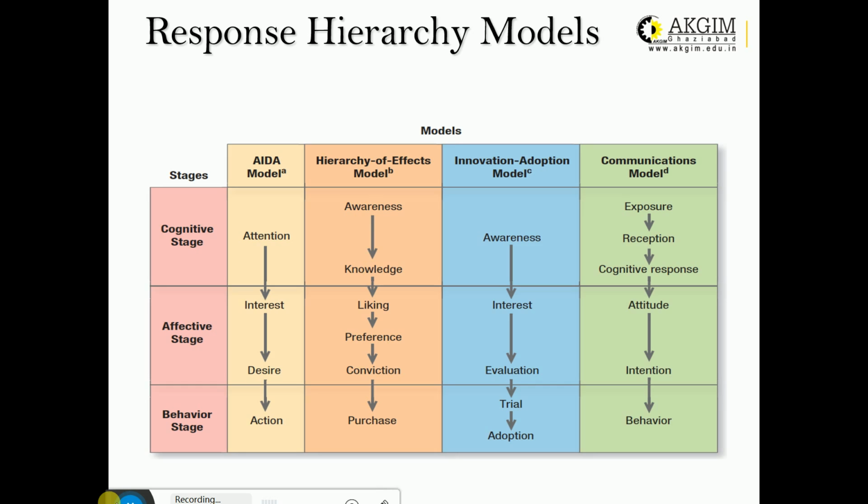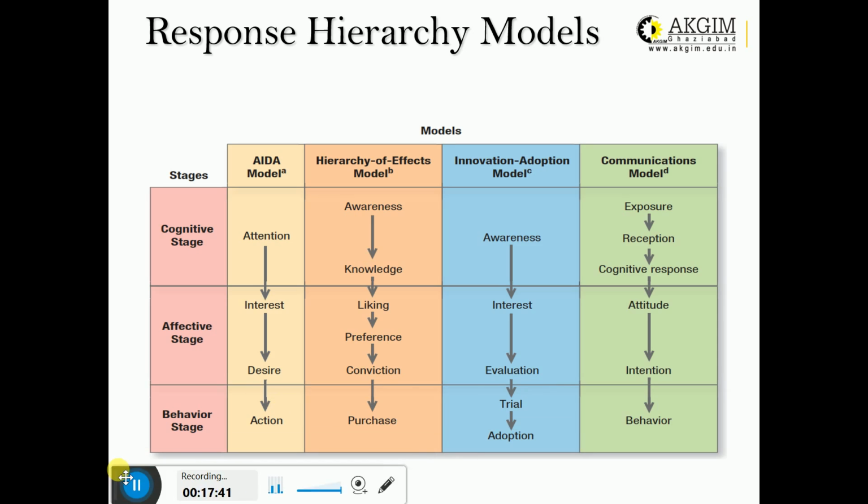So in the innovation adoption model, the awareness happens at the cognitive stage. Developing an interest and evaluation phases fall under the conviction phase, and the trial of the product and the actual adoption fall in the behavioral phase. So this is a stage model that actually talks about how consumers undergo all such stages.